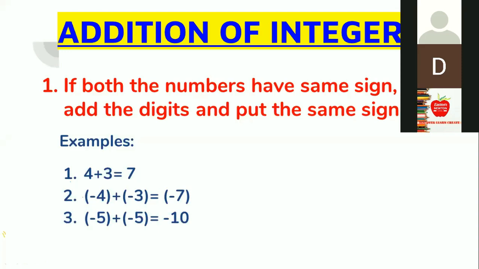Both the numbers have the same sign. -4 and -3. You are adding, so just simply add the numbers and put the same sign. The third example is also the same. Both are negative values, -5 plus -5. Here also you are just adding the numbers and putting the same sign. Okay.